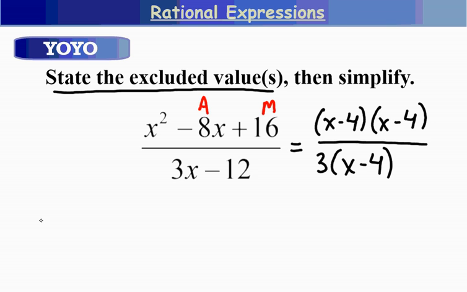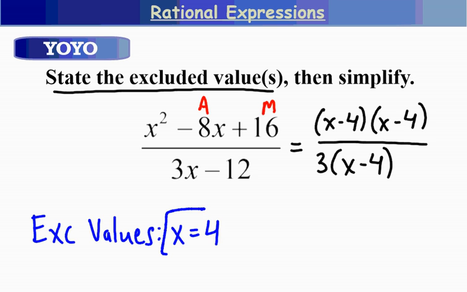The excluded values, or any values that would make the bottom be 0, that I could not pick if I were making a table. Well, this 3 is always going to be 3, but this right here could be 0. This would be 0 if x equaled 4. So that's the excluded value. That's the value I could not pick if I were making a table.